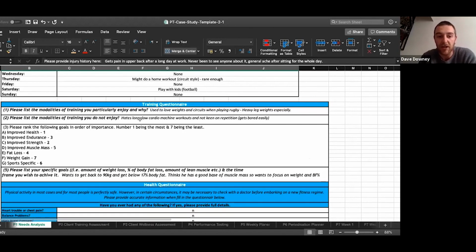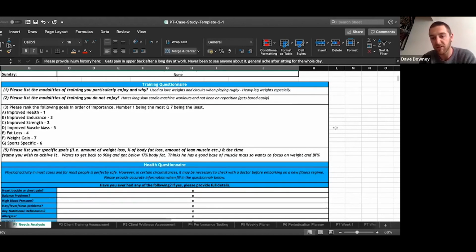Then the training questionnaire, where we go through this, and you'll all have this template for your case study. Please list the modalities of training which you enjoy. John used to love weights and circuits because of rugby training, and he expressed a real interest in heavy leg weights especially. He likes to feel strong. Modalities he doesn't like: he hates slow cardio machine workouts. Nothing long and slow. He said he gets bored quite easily at that, and that is another general one that you will see from clients.